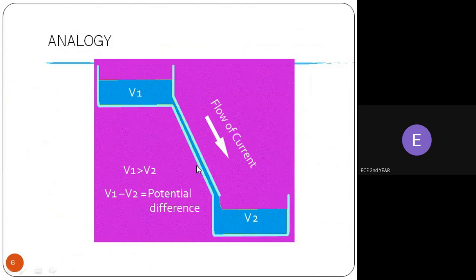to V2. This can be explained as: say V1 is a tank placed at the top of a building, and V2 is another tank placed at the bottom of the building. Automatically the pressure difference between V1 and V2 is high, so the water flows from tank V1 to V2. In the same way, the current flows from the point V1 to V2.